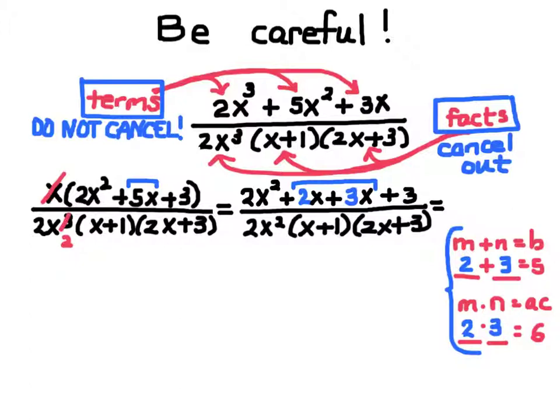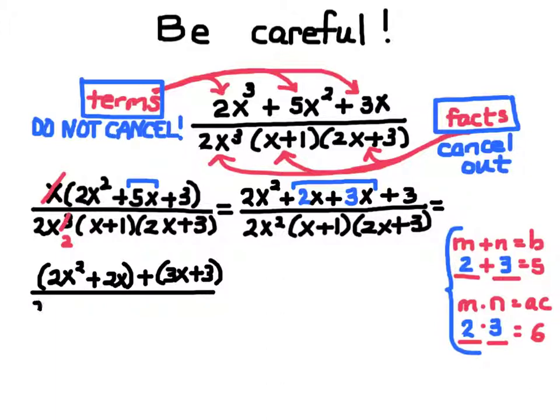In the numerator, I want to group together the 2x squared plus 2x. And now I'm going to group together the 3x plus 3. Again, in the denominator I have 2x squared and an x plus 1 and a 2x plus 3. We can't forget that they're still there.